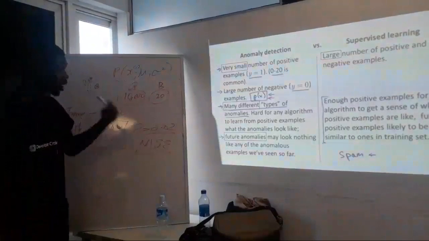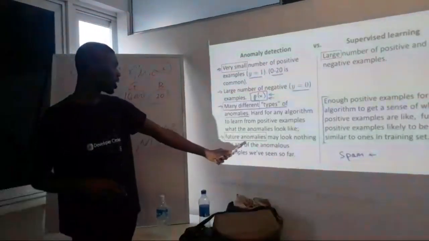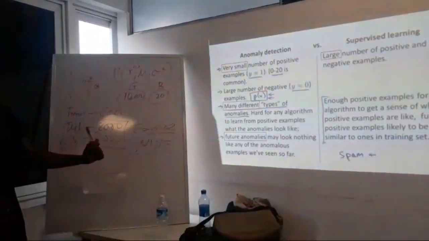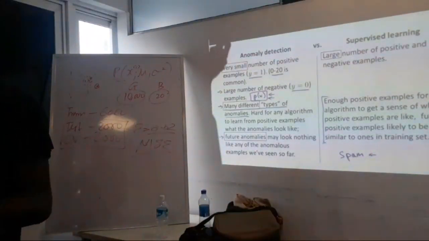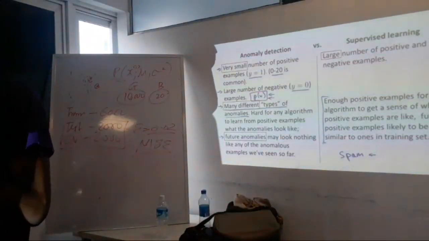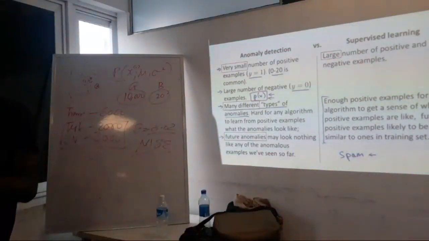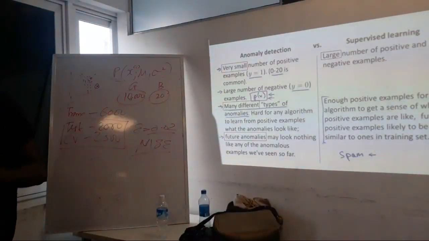And also, a situation whereby the future anomaly may look nothing like any other anomaly example you have seen so far. A situation whereby you have new anomalies, you know, as fraudsters tend to be smarter with time. Let's say they have something new they are doing, and that feature is something that will tell you they are fraudsters. When you have something new, we can't use supervised learning for that. You have to use anomaly detection to detect that kind of activity.